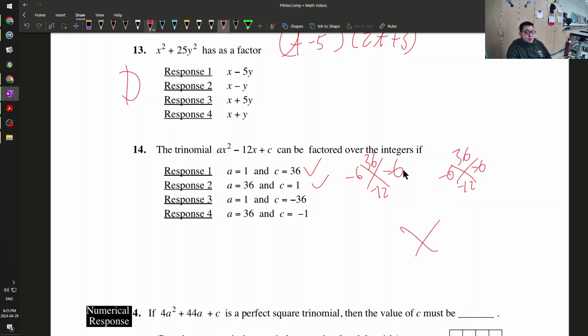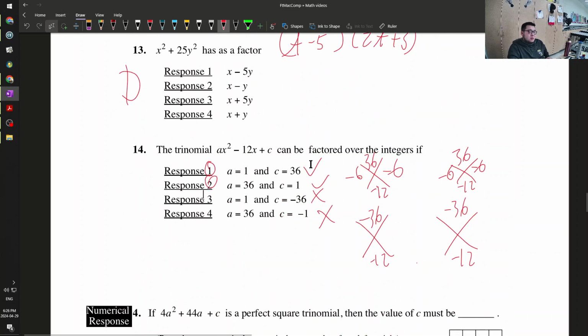3. I have negative 36 and negative 12. What times what is equal to negative 36 and adds to 12? 18 times 2 doesn't work. 3 and 12 doesn't work, so there's nothing. Last one, again, a decomposition question in disguise, negative 36 and negative 12. Well, it's the exact same thing, so there's no solutions. So the only ones are 1 and 2. If I have 1 and 2, I pick A.